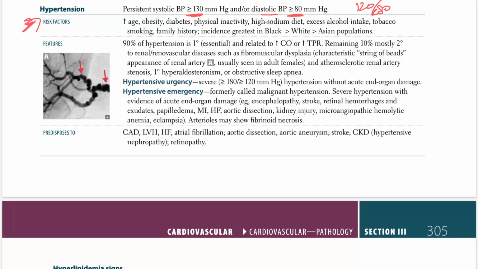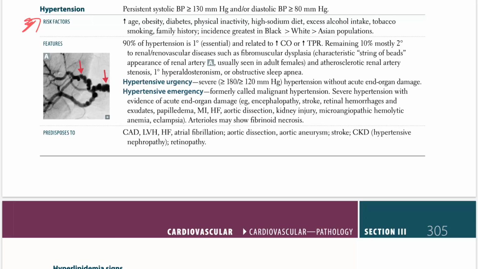Hypertension, yeah, less than 120 and less than 80 is normal. So normal is less than 120 by less than 80. That's normal. So anything above, you're looking at hypertension, but you have to have a persistence of that, meaning in a couple of checks you're looking at the BP to be high.